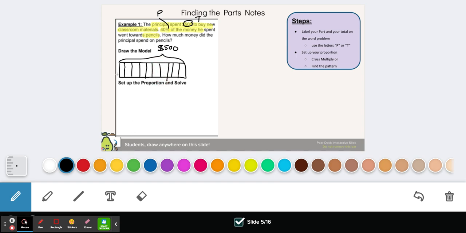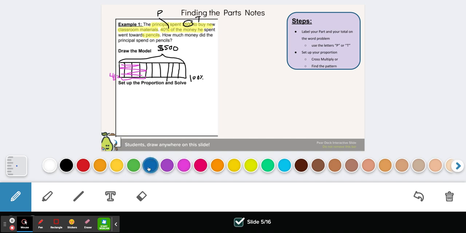So then this whole thing has to be worth 100%, right? And if I split this up into 10, that means 4 sections of these is going to equal 40%, because this is 10%, 20%, 30, and 40. So this right here is going to give me my 40%. And I want to figure out how much money this is worth.